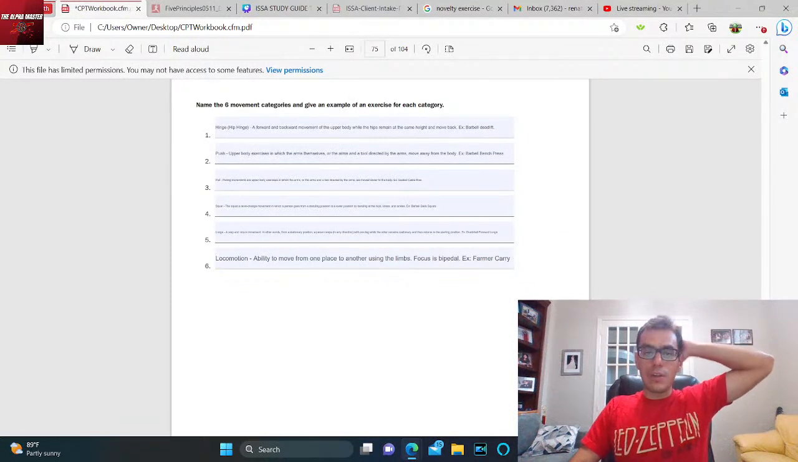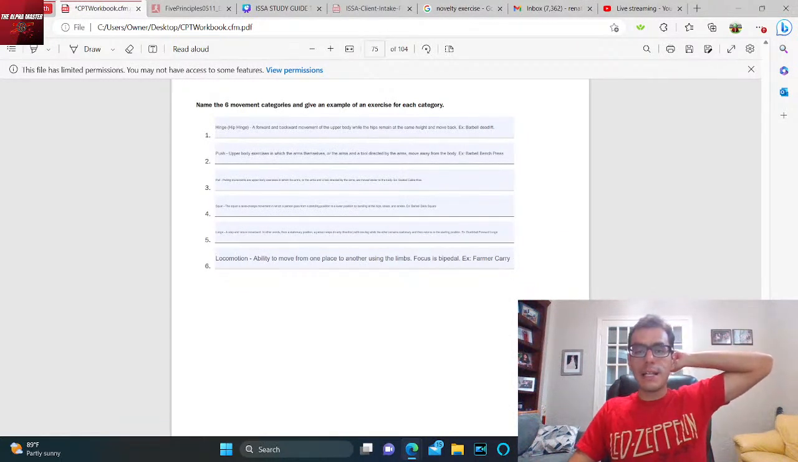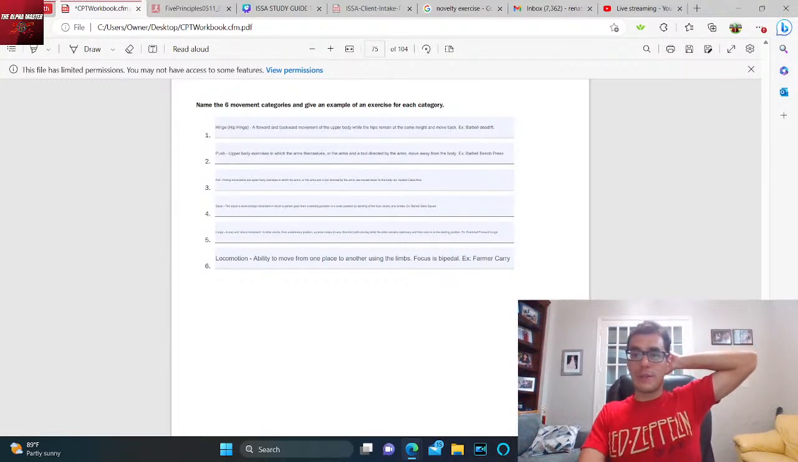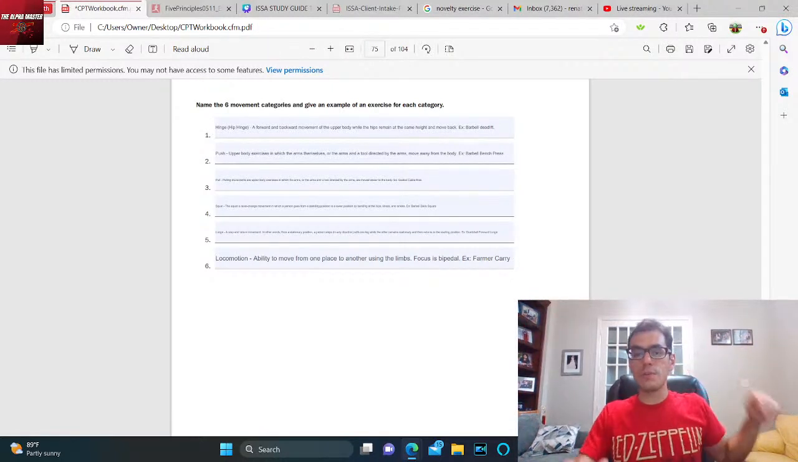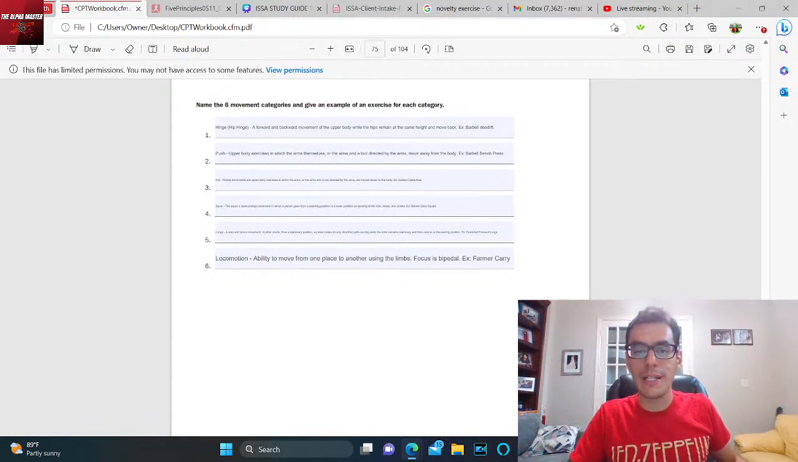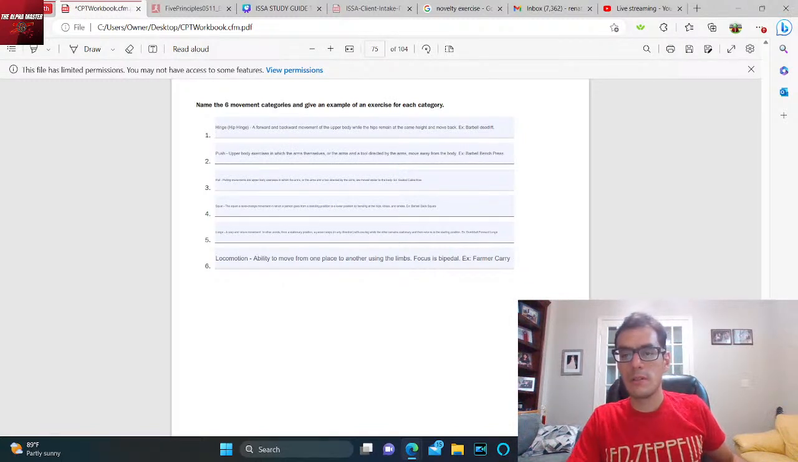Locomotion is the ability to move from one place to another using the limbs. The focus is bipedal, which means you use both feet. The farmer's carry is an example.